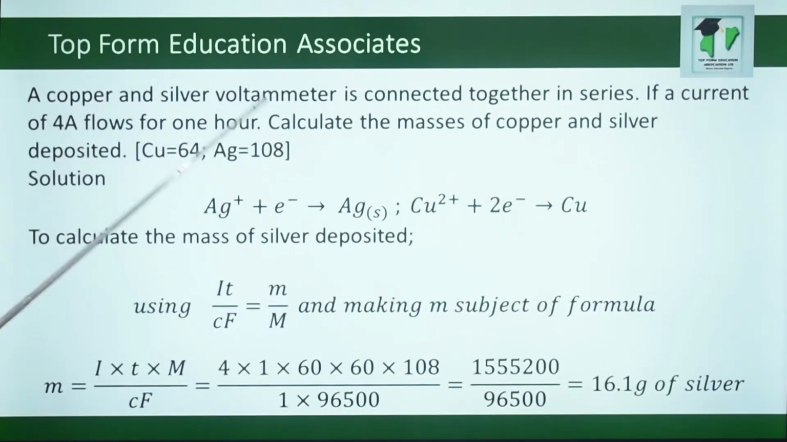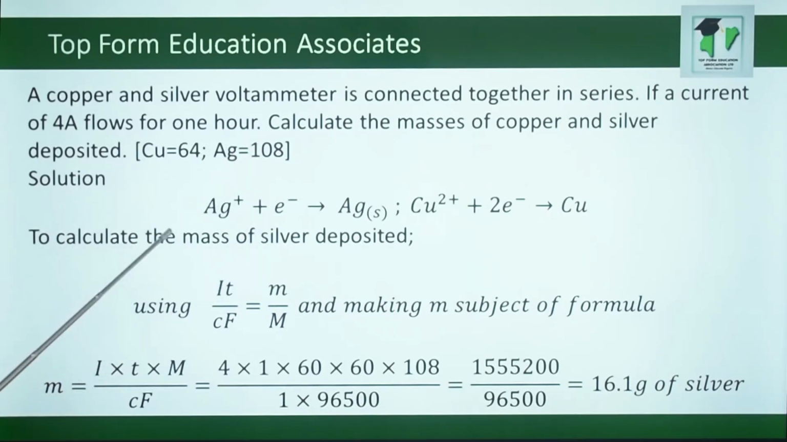A copper and silver voltameter is connected together in series. If a current of 4 amperes flows for 1 hour, calculate the masses of copper and silver deposited. The molar mass of copper is 64, while that of silver is 108.